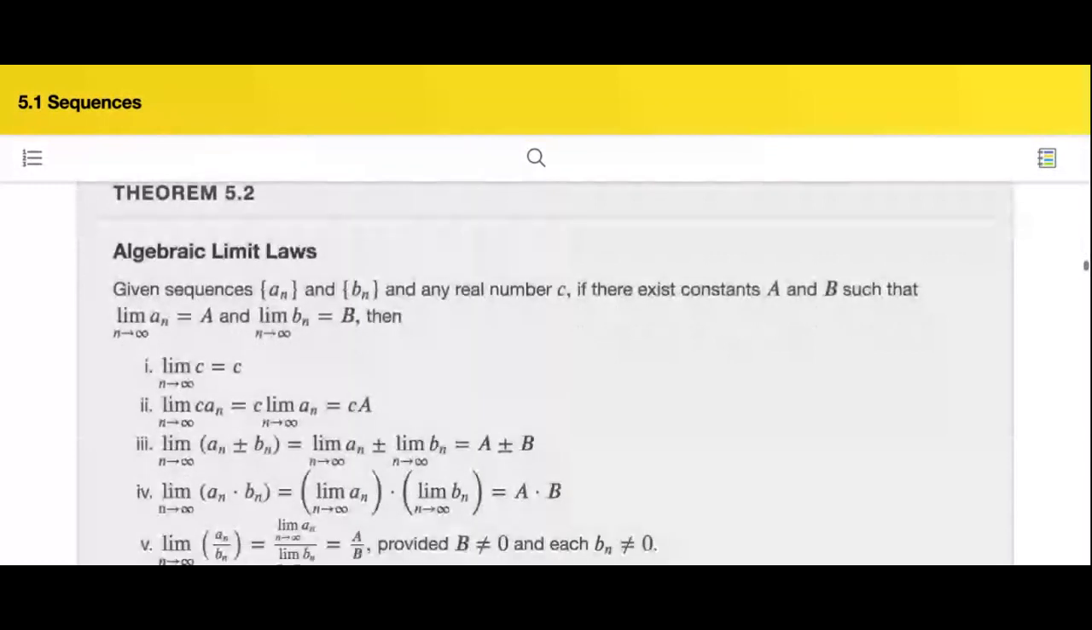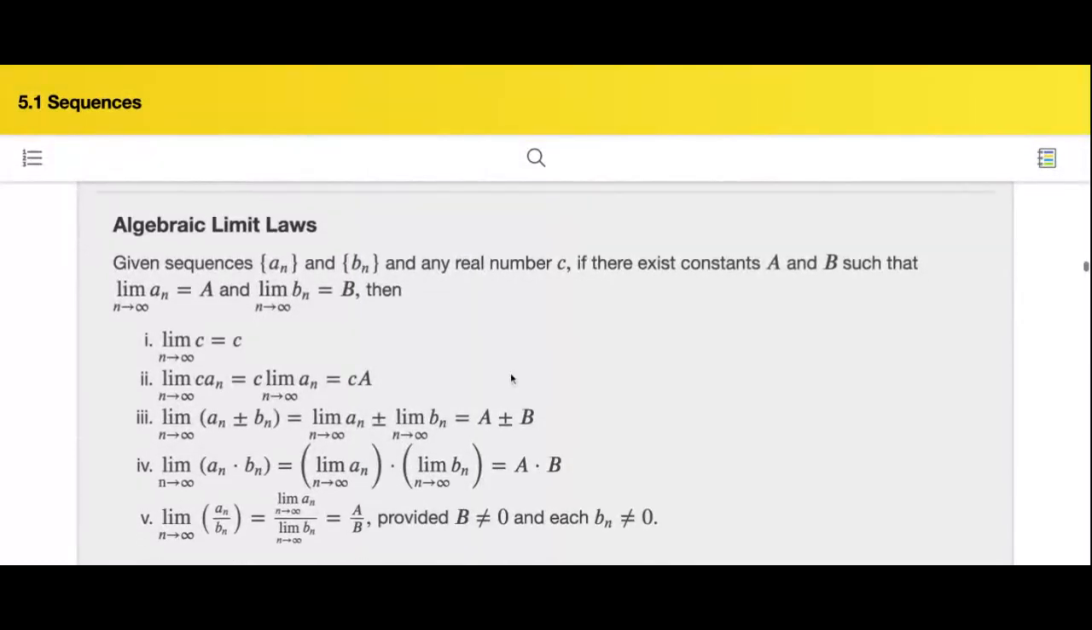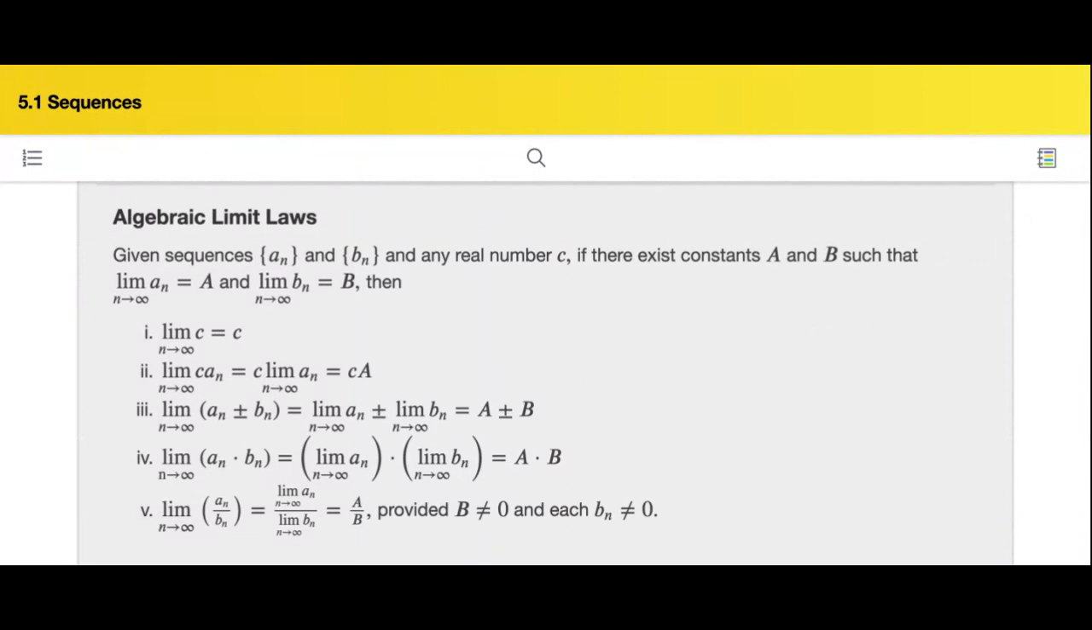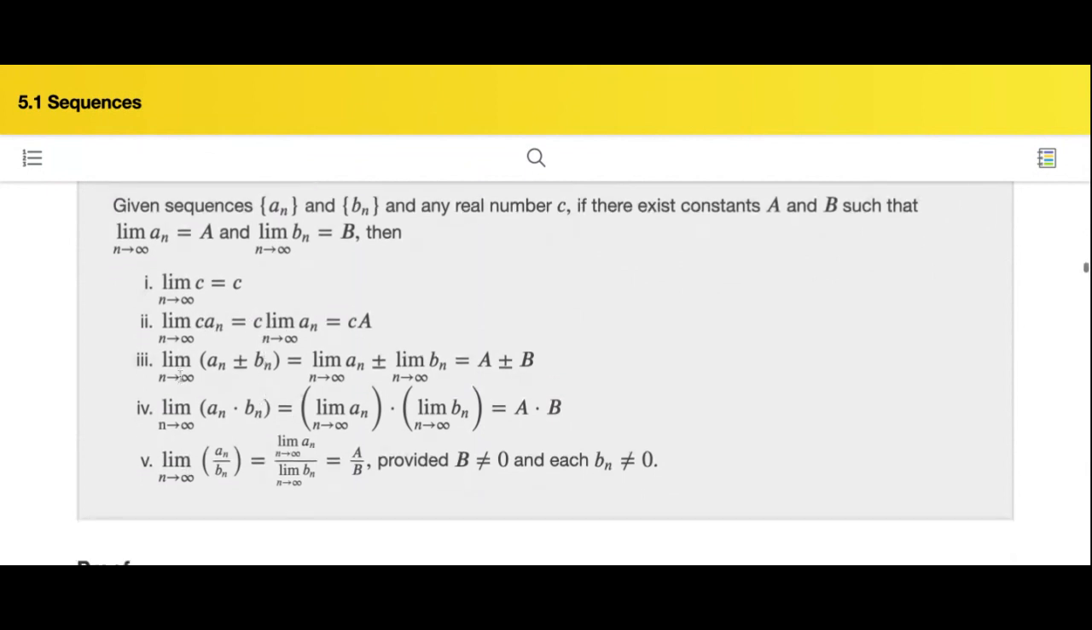Okay, second theorem: algebraic limit laws. Now, if a limit exists, it's a real number, right? Anything we can do with a real number, we can do with the limit of a sequence. The limit of a constant equals the constant. If the nth term has a scalar, we can pull the scalar out of the limit.